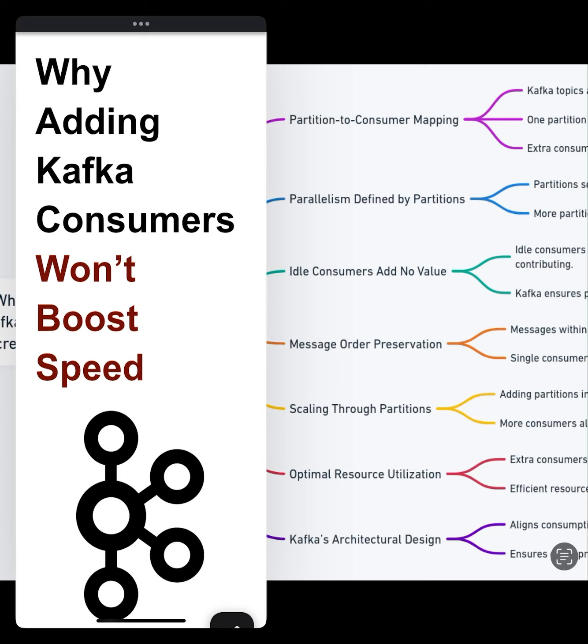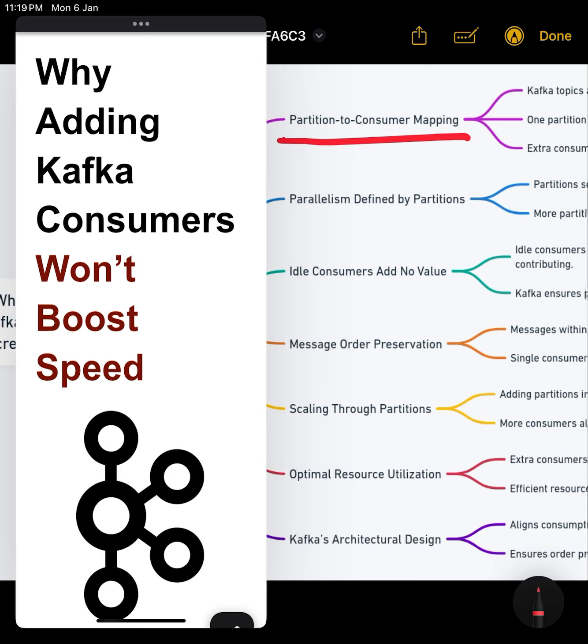Increasing the number of consumers in a Kafka consumer group does not inherently increase the speed of message consumption unless the number of partitions in the topic is also increased. This limitation is rooted in Kafka's partitioning and consumer group architecture. Let's dive deeper into why this is the case.